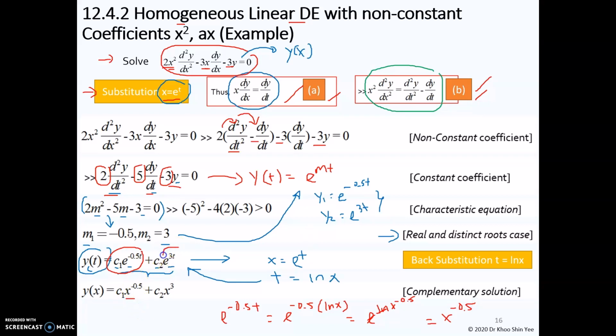So over here you have exponential 3t. So this t can be changed to ln x. And then here you have x to the power of 3, where the exponential and ln can be cancelled. Therefore, you obtain x to the power of 3. So this is the final solution.